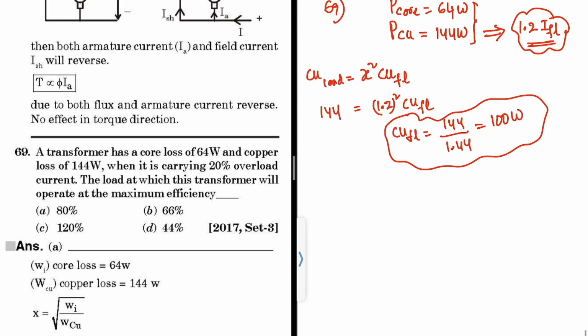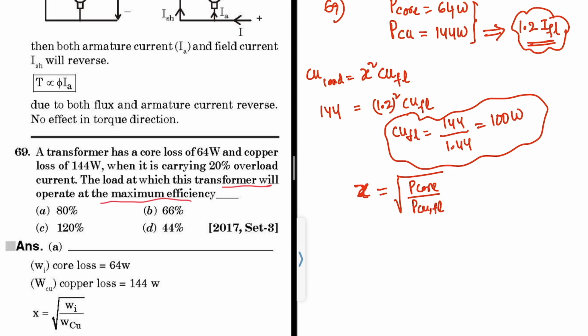So what they ask is the load at which the transformer will operate at maximum efficiency. So the load at which it operates at maximum efficiency, x is equal to root over P core loss by P copper loss at full load. So that equals P core loss, which is 64 and constant, so it will not change, divided by 100. So the answer would be 8 by 10, which is equal to 80%. 80% of the load. So the answer will be A.